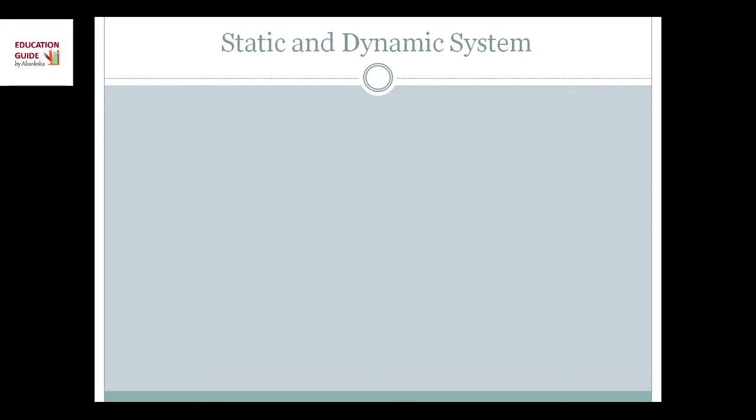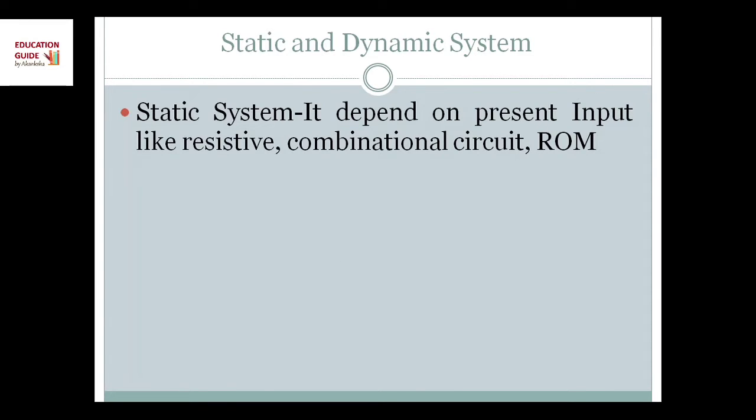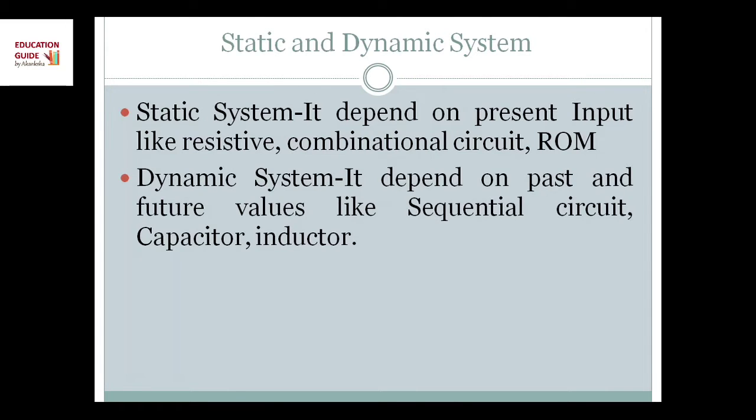Static and dynamic system. A static system depends on the present input, like in resistive and combinational circuits and a room. A dynamic system depends on past and future values, like sequential circuits, capacitors, inductors. In a sequential circuit, there is a feedback path or there is a memory. Examples.